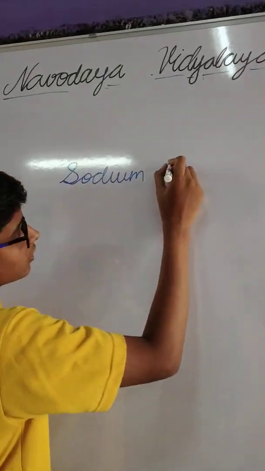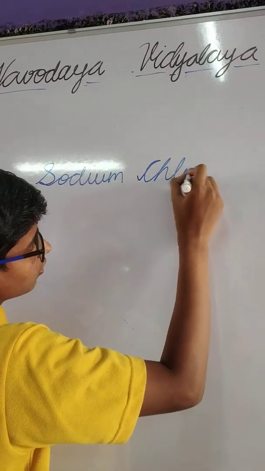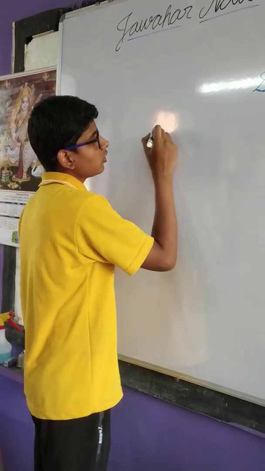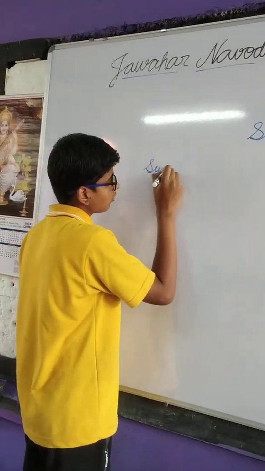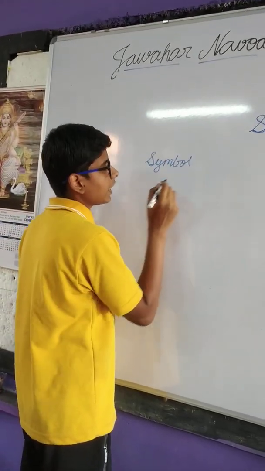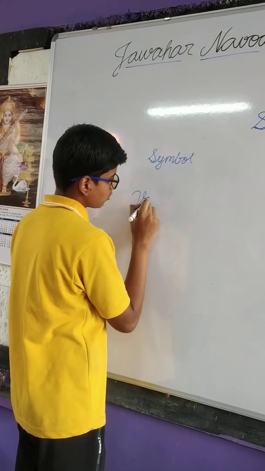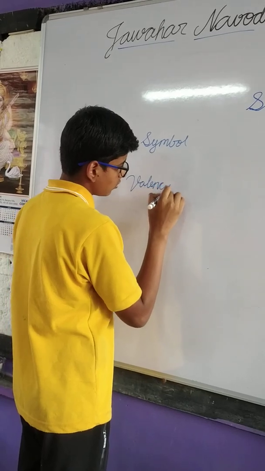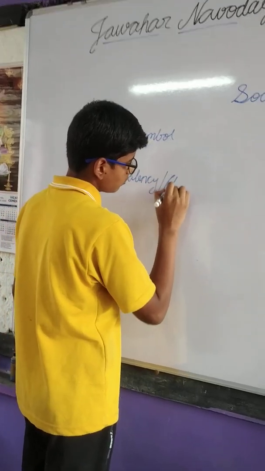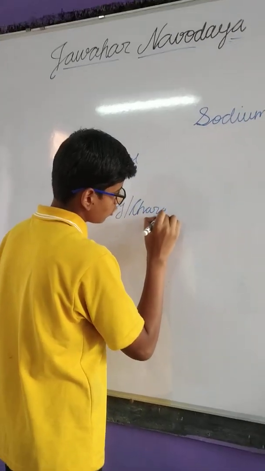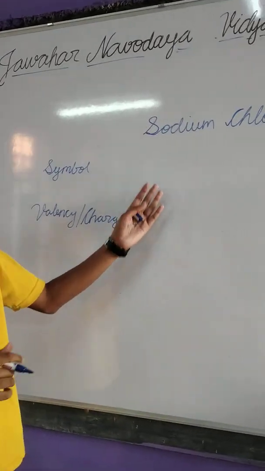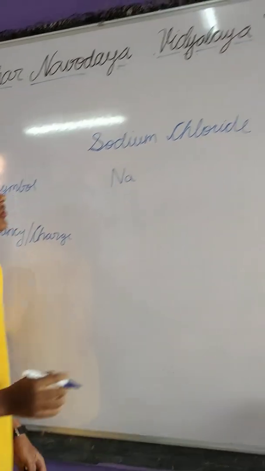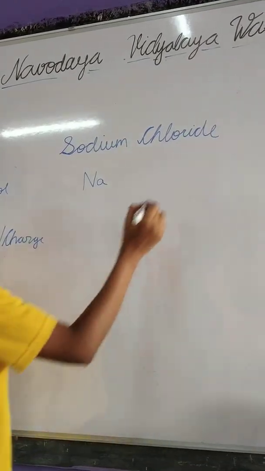Sodium chloride. First we have to write their symbol and its valency, or charge. So the symbol of sodium is Na and the symbol of chloride, which is chlorine, is Cl.